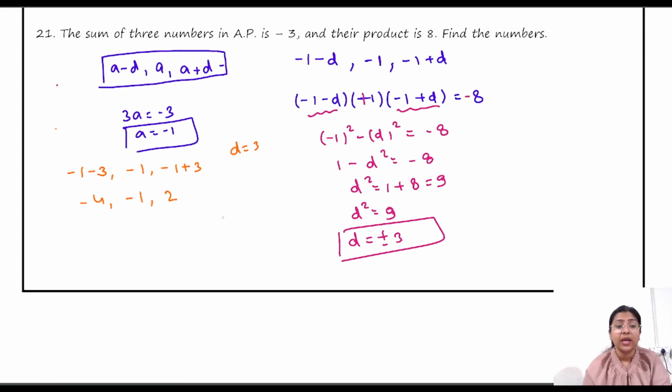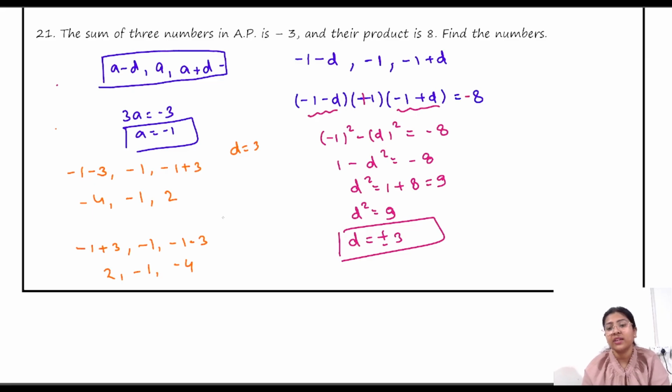Yes or no? Yes. Okay, if we consider d as minus 3, so it will be minus 1 plus 3, minus minus become positive, minus 1 and minus 1, minus 3. So the numbers again will be 2, minus 1 and minus 4. The numbers are the same now. Okay, so both the values of d are possible, plus and minus 1.